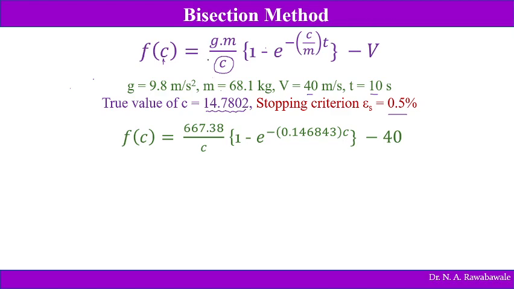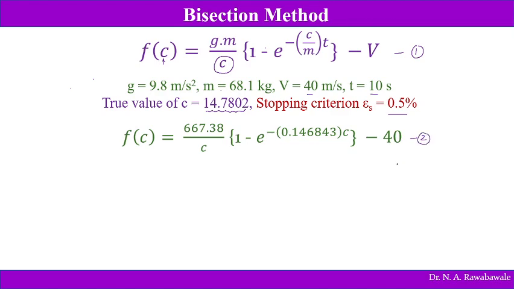On substituting these values in equation number 1, substituting the value of gm, we get 667.38 times 1 minus e to the power of minus c divided by m. c we don't know but t we know, and m value is 68. So this gets simplified as 0.146843 into c minus 40. So equation number 2 is used.